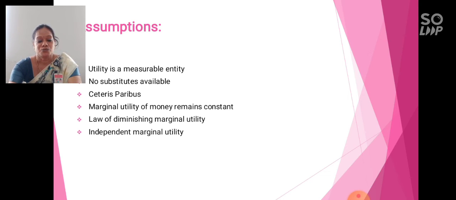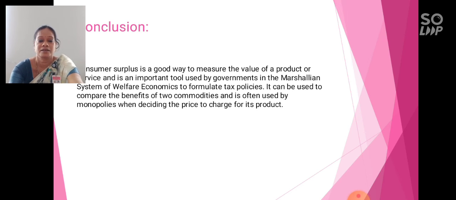And the last assumption is the law of diminishing marginal utility. So in this assumption, consumer surplus is applicable only if the law of diminishing marginal utility is valid.